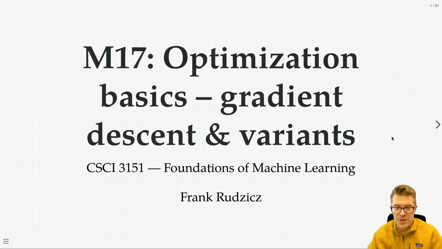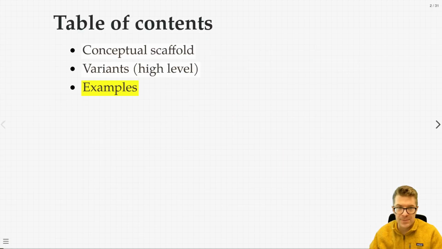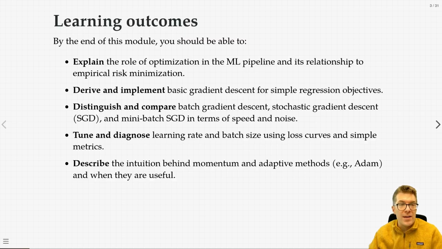Welcome to Module 17 on Optimization Basics, Gradient Descent and Variance. At the end of this module, you should be able to explain the role of optimization in the machine learning pipeline and its relationship to empirical risk minimization, which is the concept that we introduced way at the beginning of this course in previous modules.